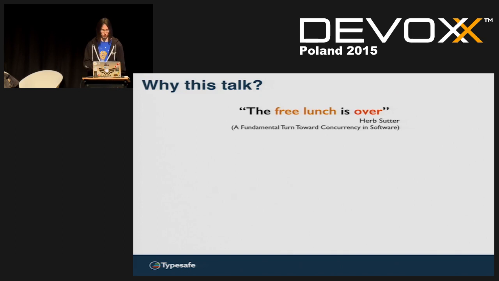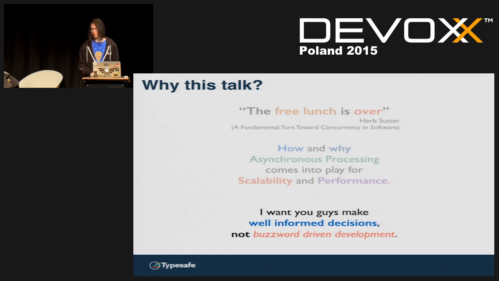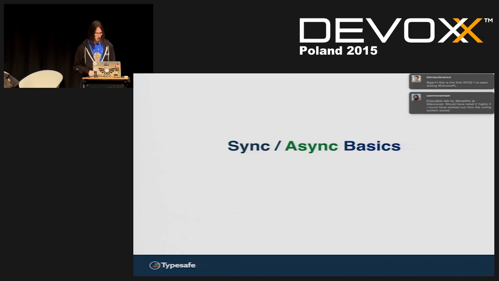So the primary reason why I'm doing this talk is because the free lunch is over. I hope you guys know the quote. It's about that we cannot just slap a bigger machine and it magically goes faster. We suddenly have to think about multi-core processing and design a system to be able to leverage this multi-core system. And I also want to explain how and why asynchronous code actually helps with scalability and performance. And my goal in this entire thing is to have you well-informed so you can make well-informed decisions about frameworks and tools that you're using and not just follow a random buzzword. For example, reactive, okay? Great buzzword, very buzzy, but is there actually some meat behind it or not? So the goal is to have you informed enough to be able to defend or bash with data such buzzwords.